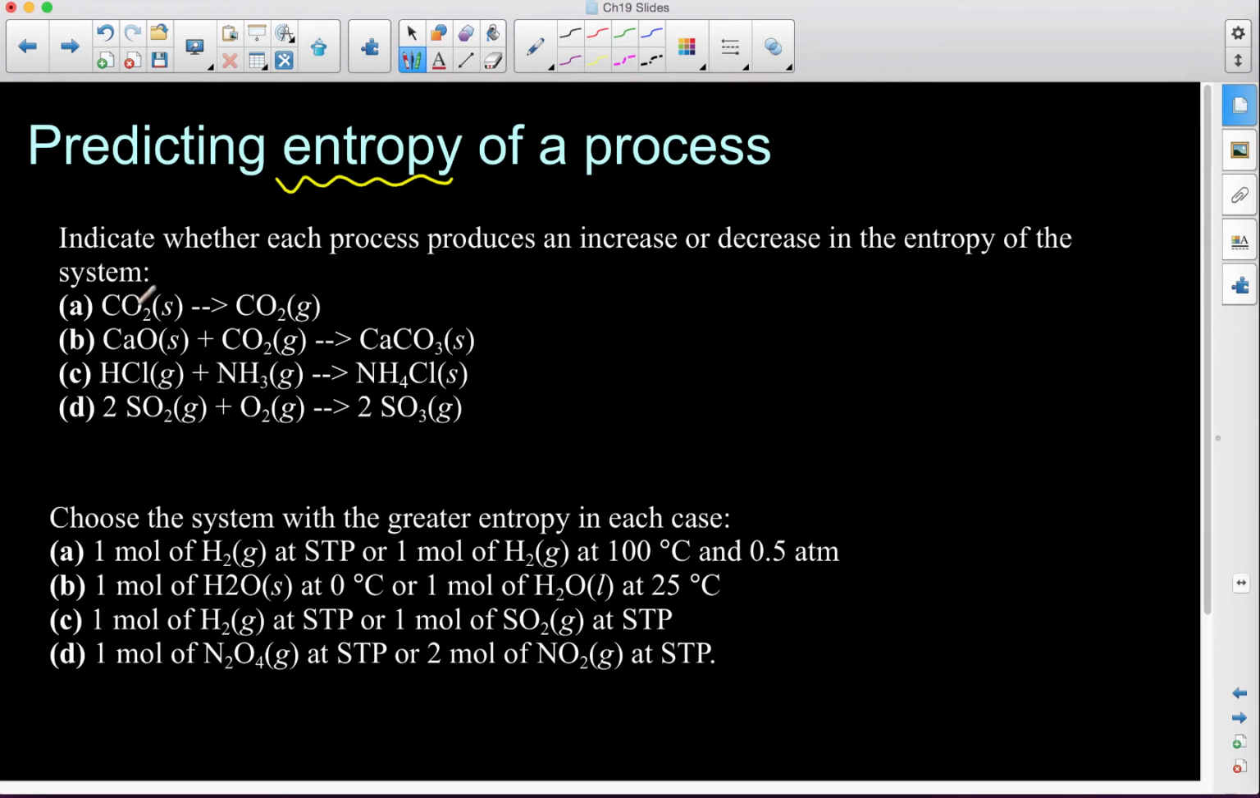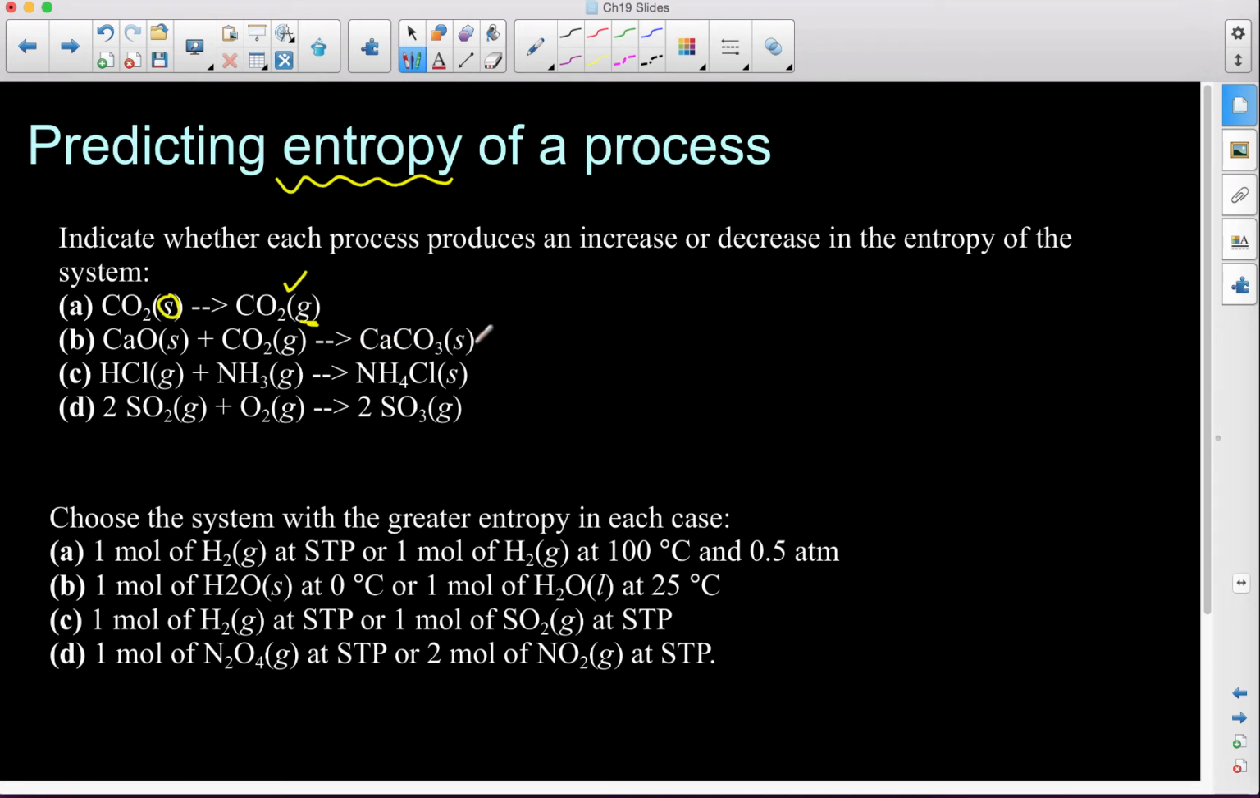So, if we look here, right, we have CO2 solid versus CO2 gas, right? Do we have more microstates here or here? Ding, ding, ding. Which means that this leads to an increase in entropy. Yes? Okay. So here we have some calcium oxide solid, some CO2 gas, and then we take all of that and we do a synthesis reaction and make some calcium carbonate. That reaction should look familiar, by the way. And we form calcium carbonate.